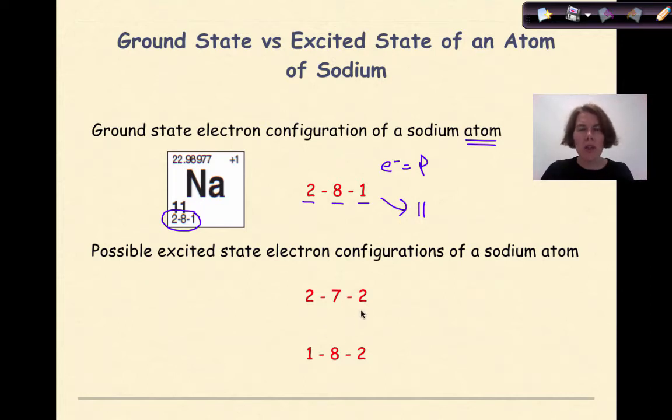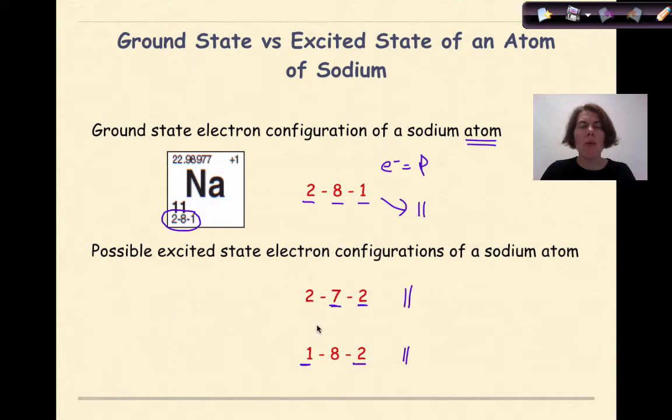Now, electrons are going to jump from lower energy levels to higher energy levels. So if we look at this situation right here and compare it to our ground state, we could say, well, an electron from the second jumped up to the third. Or in this one down here, an electron from the first energy level jumped up to the third. Ultimately, what I'm looking for is when I add these possible electron configurations together, that I'm still getting 11. So 2 plus 7 is 9 plus 2, that gives me 11. 1 plus 8 is 9 plus 2 will also give me 11.